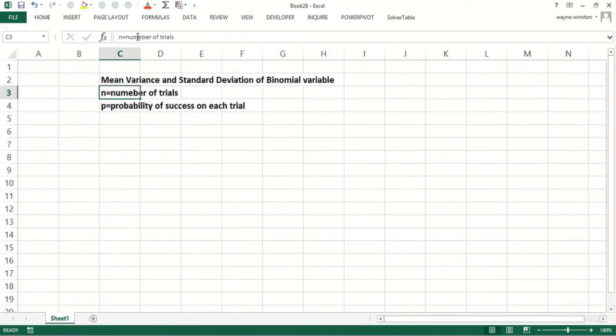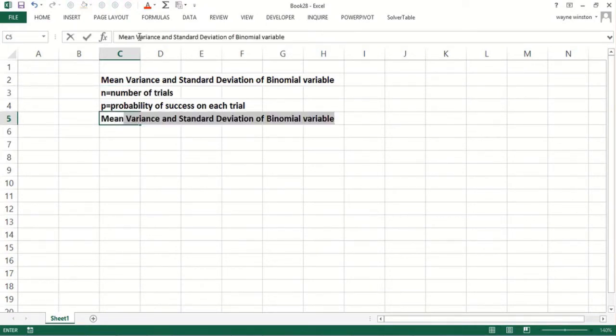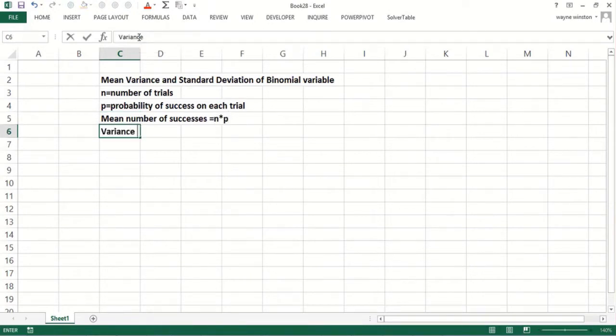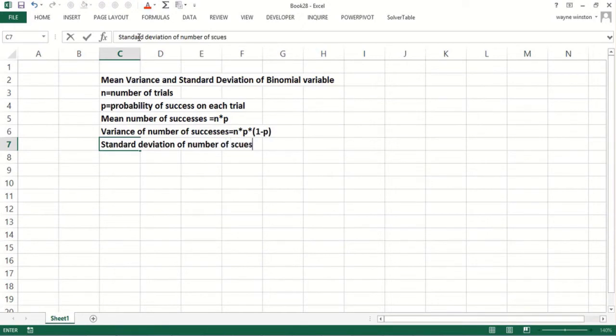And then the expected number of successes, or the mean number of successes, makes sense, is n times P. The variance of the number of successes is n times P times 1 minus P, which is often called Q, 1 minus P. And the standard deviation of the number of successes is the square root of the variance.